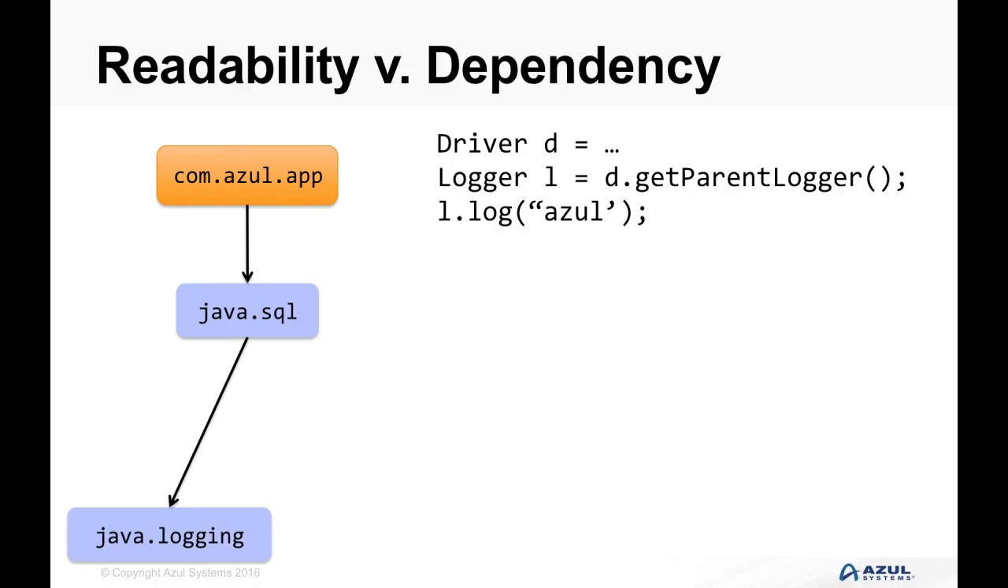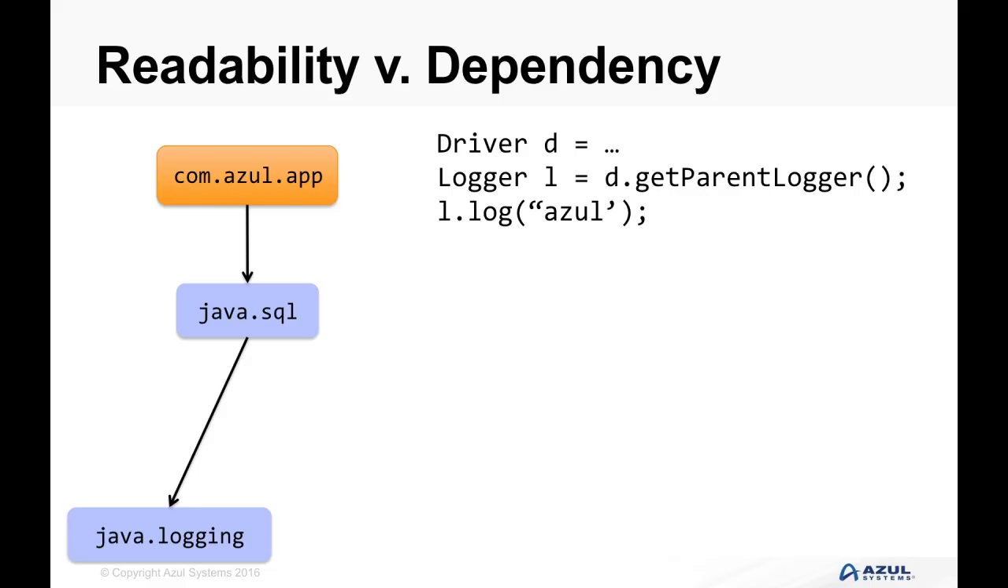a reference to a logger, so that we want to be able to log messages. And then we log a message. Perfectly valid code, that's what we want to be able to do. And we know that SQL has a dependency on logging, so that's all good. The problem is that app, even though it has a dependency on SQL, doesn't have an explicit dependency on logging.